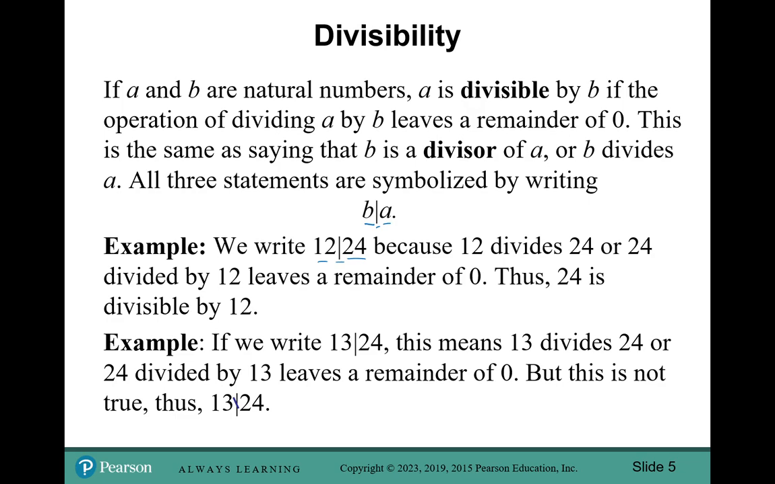If we write 13 divides 24, this means 24 divided by 13 leaves a remainder of 0. But this is not true, because 13 does not divide 24. If you did try to divide 24 by 13, it would indeed leave a remainder. Therefore, we indicate that this is not true.